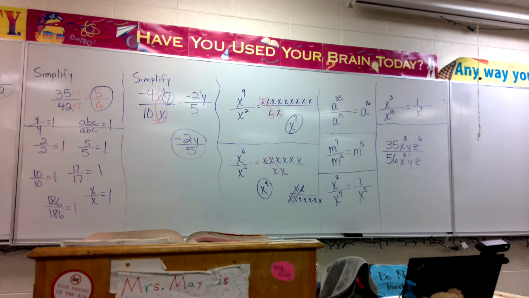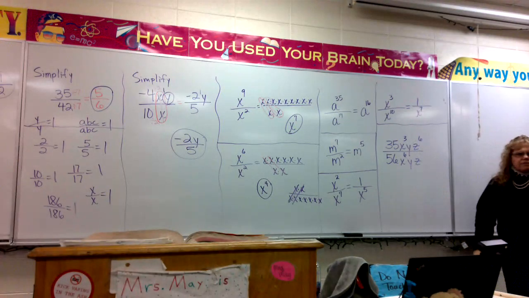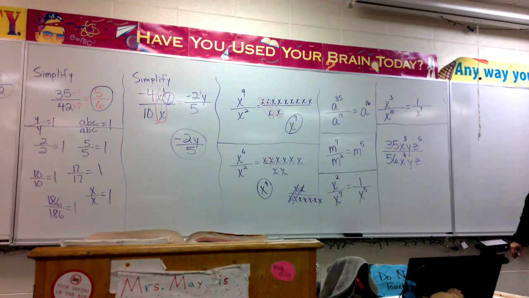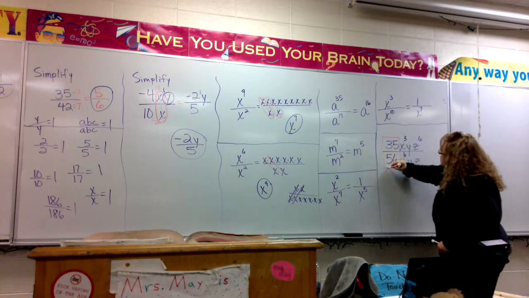Uno. So if you don't remember that, you could probably just put one there to remind yourself. And you look at all those numbers and all those letters, one at a time. Do the 35 over 56 first.